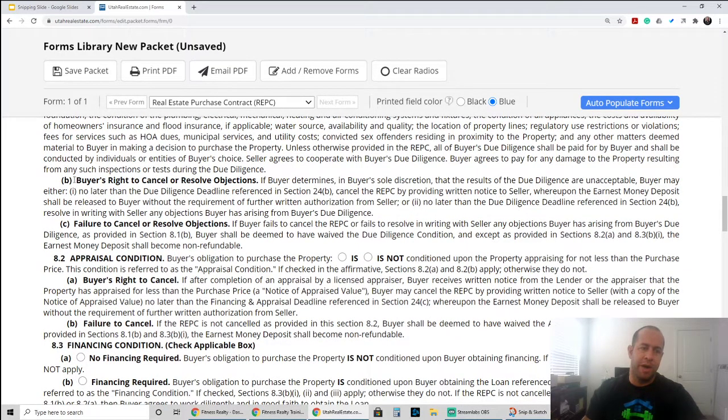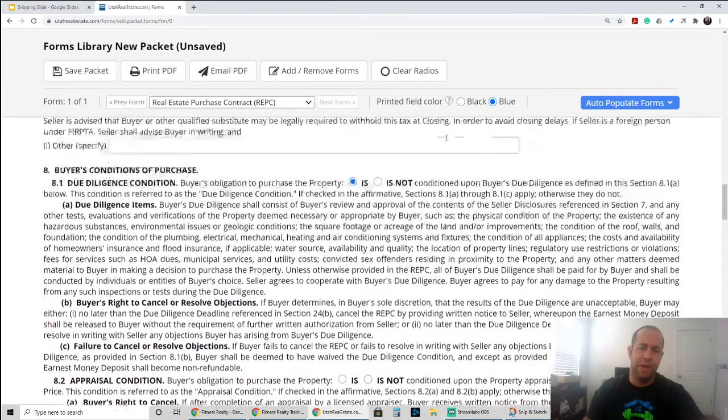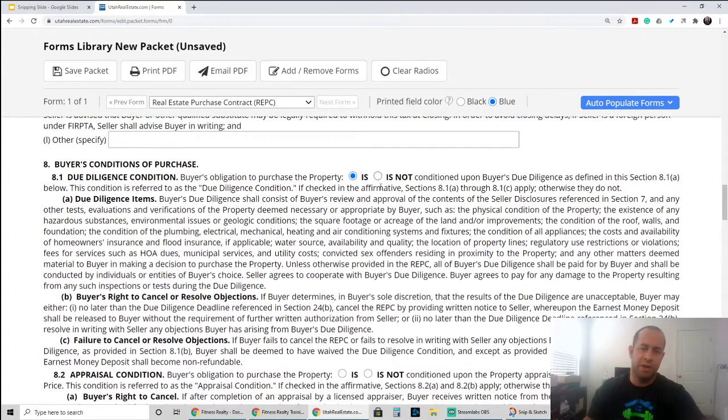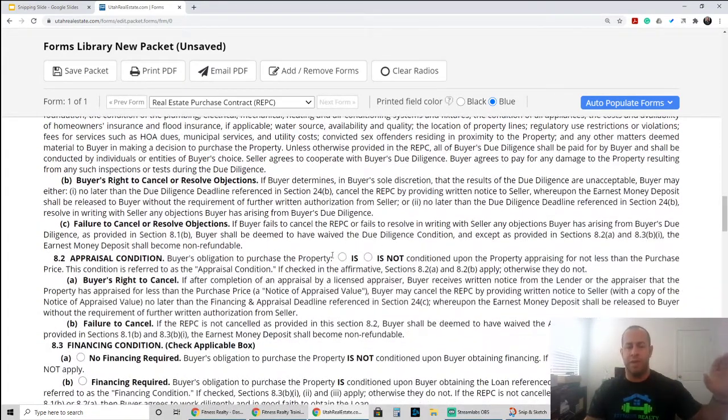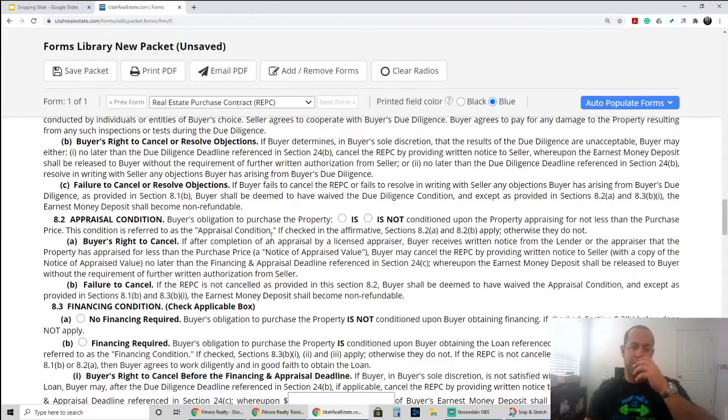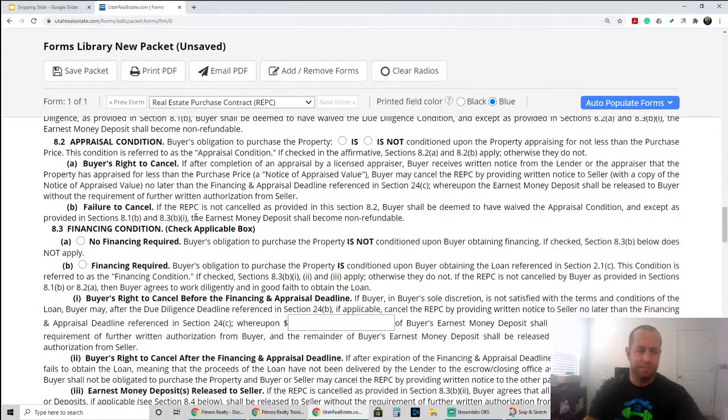Okay, buyer has rights to cancel if you do have this marked is. If you mark is not, you're waiving all your rights to that. There are a lot of instances where you can and might have to do that. I'm not going to talk about each and every specific instance because it would just make this video really long. If you have specific questions, make sure you just ask me, text me, call me, whatever. All right, this talks about if you fail to cancel or resolve those objections.